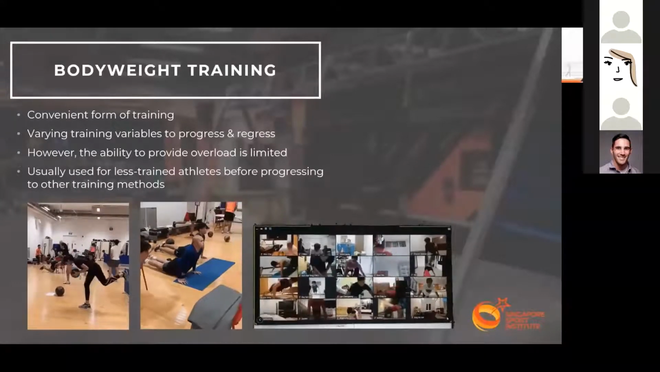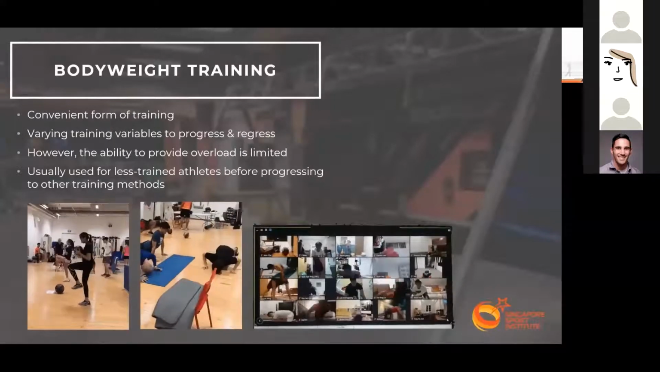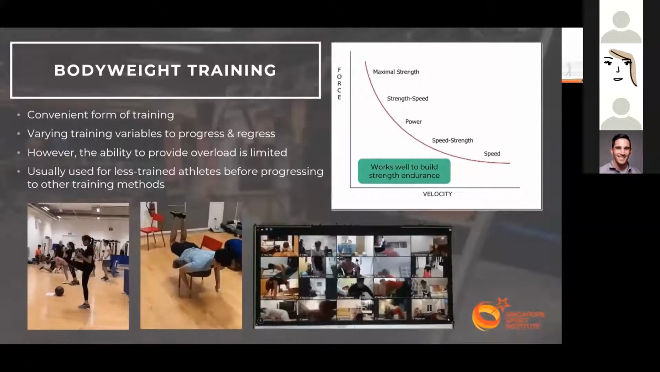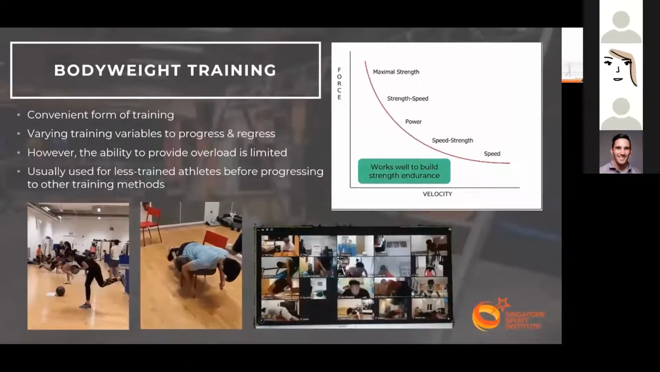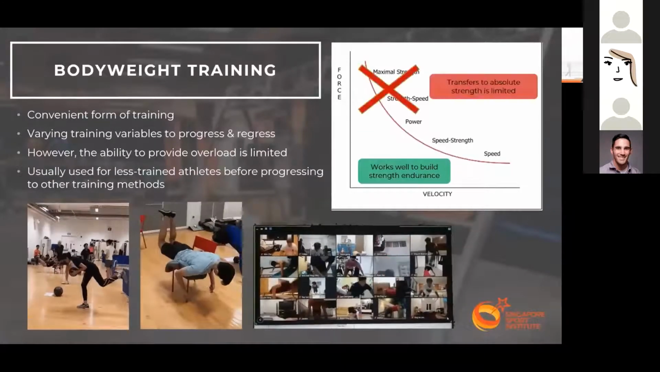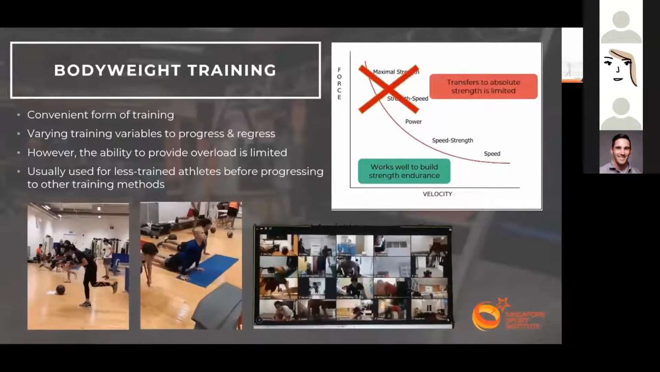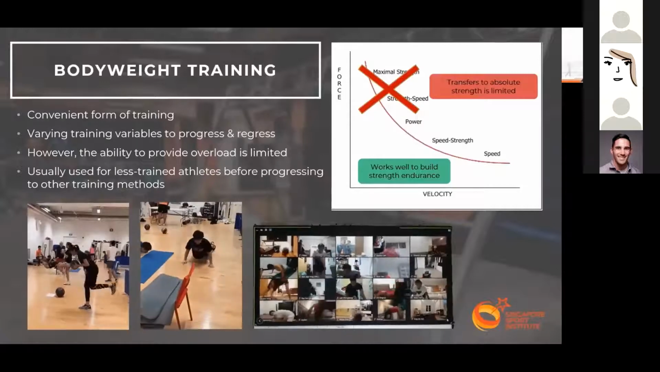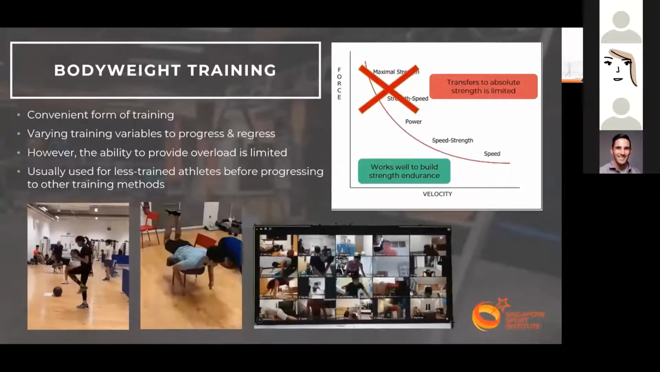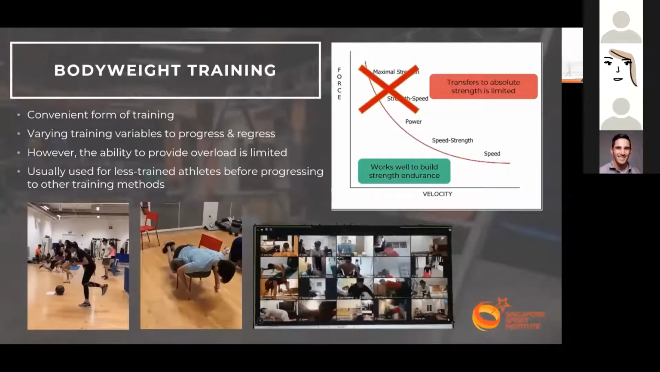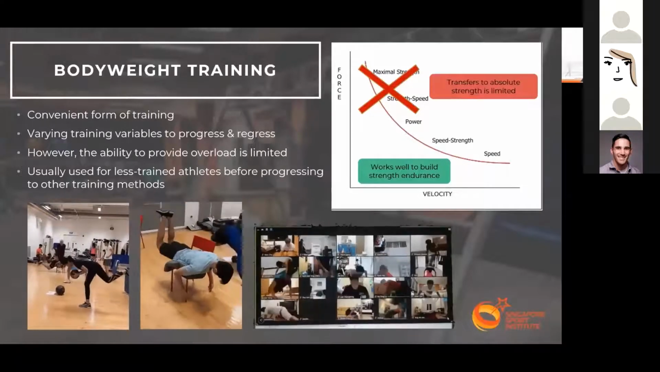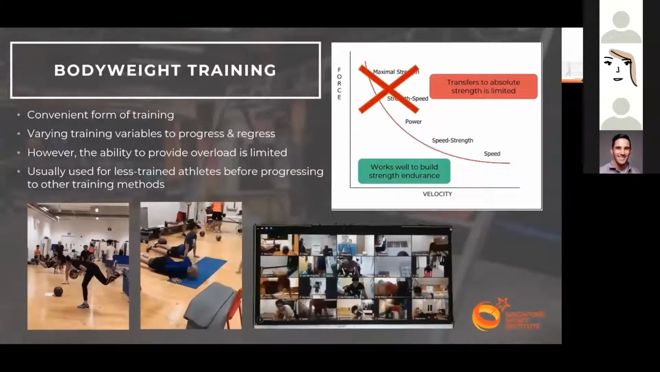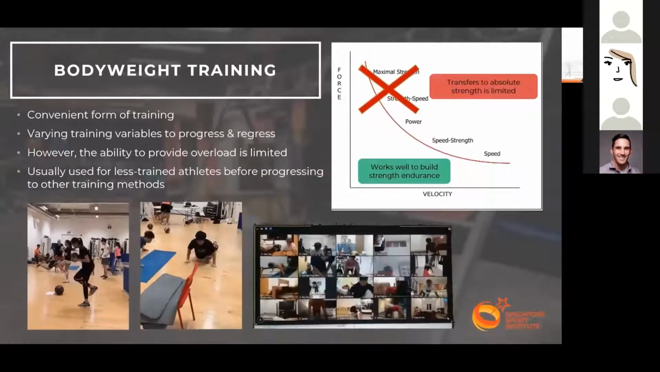Like any training method, bodyweight training has its limitations. While it's a good method for improving relative strength and strength endurance characteristics, it is very challenging to provide overload stimulus that can transfer to absolute strength and power characteristics necessary for sport performance. Nonetheless, bodyweight exercises should be prescribed to enhance the basic strength level of novice athletes, such as working on fundamental movement patterns, before progressing to other training modes that might result in greater strength and power adaptations.